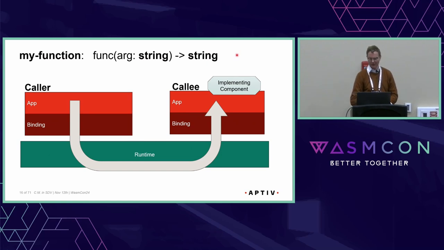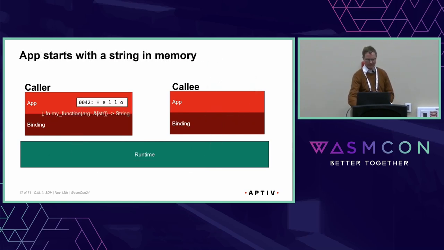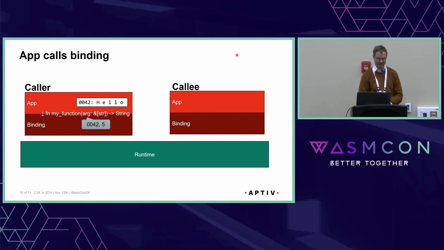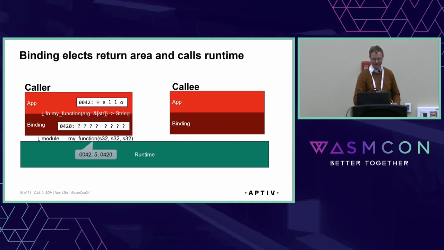So let's take a closer look at how this string travels between these components. The application starts with a string in memory. We just assume that it's located at address 42. And exactly this information is passed to the binding. So this string slice of the my function definition, which is the Rust interface between the application and the binding, which is generated, just receives the address and the length of the string, so 42 and 5 characters. Then the binding will prepare an area where the result will reside. So this is the return area, and then passes these three bits of information to the runtime.